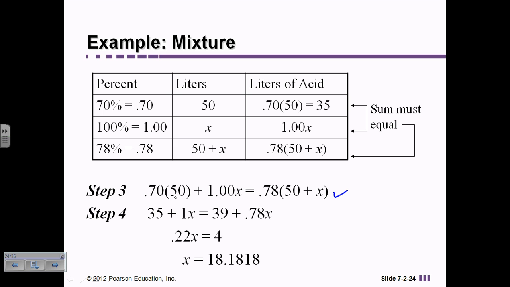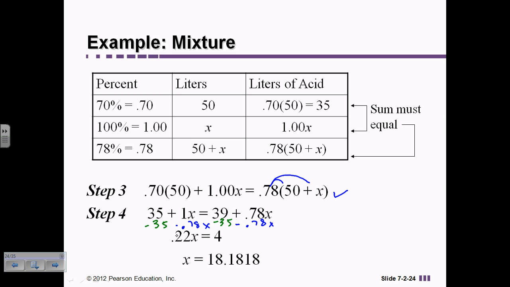So 0.7 times 50 is 35. 1.00 times x is 1x. Over here I have to distribute. So 0.78 times 50 is, oh no, it's 39, excuse me. Plus 0.78 times x is 0.78x. We're going to subtract the 0.78x from both sides. And that's where I get 0.22x. And then we're going to subtract 35 from both sides. And that's where we get the 4.